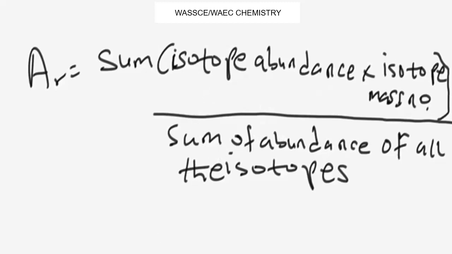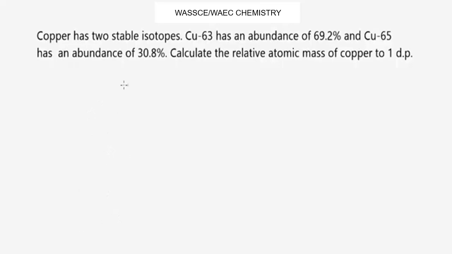Okay guys, now let's look at this question under isotopes. It says copper has 2 stable isotopes. Copper 63 has an abundance of 69.2% and copper 65 has an abundance of 30.8%. We are asked to calculate the relative atomic mass of copper to 1 decimal place. So for the relative atomic mass of copper, we are going to apply this formula: sum of isotope abundance times isotope mass number over sum of abundance of all the isotopes.